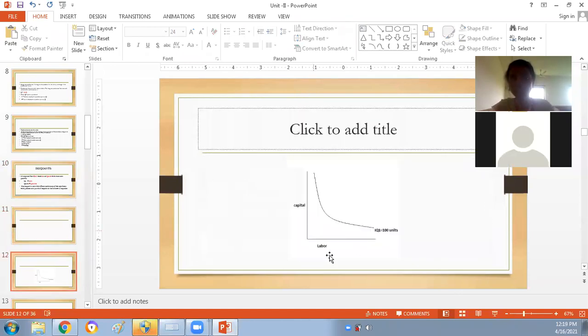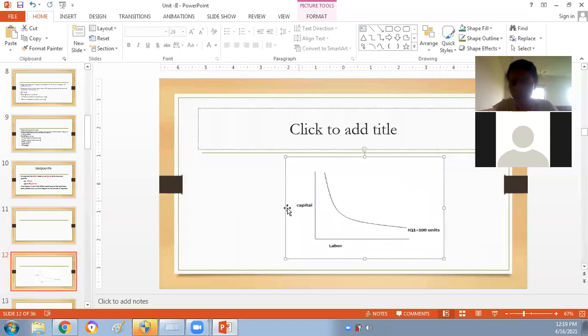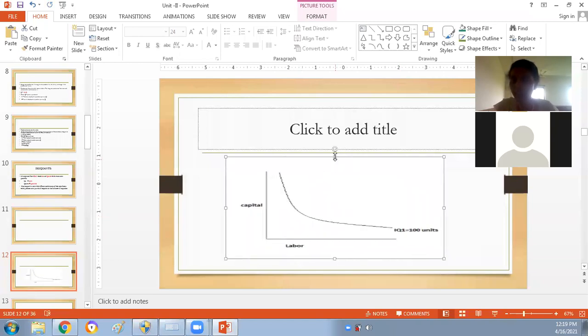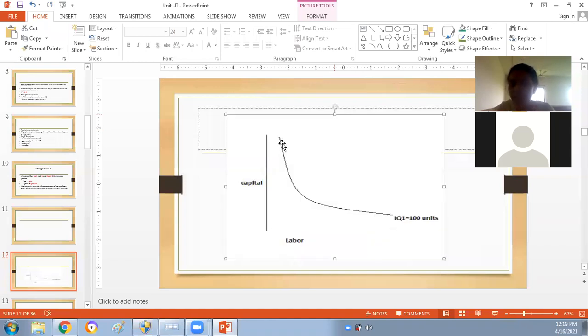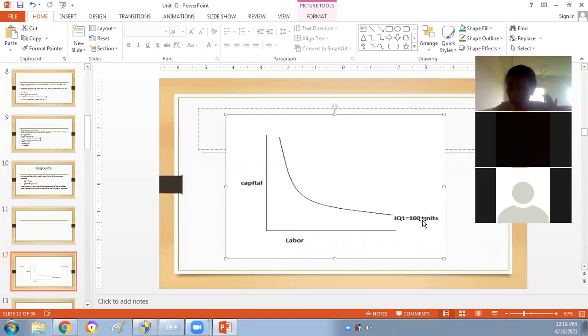See here in the diagram, labor and capital. Guys, is the graph clearly visible to you? I'll zoom in some more. See guys, here we have represented a curve. Throughout the curve, IQ1, what is the number of units represented? 100 units. It means that here the capital is very high. It is not possible here because it is a diagram. I am putting the cursor just so you can try to understand that.